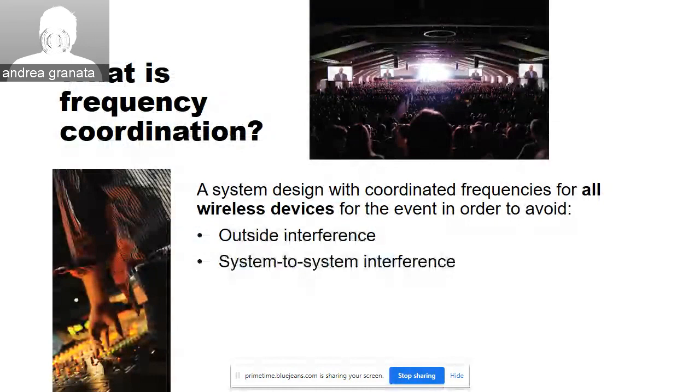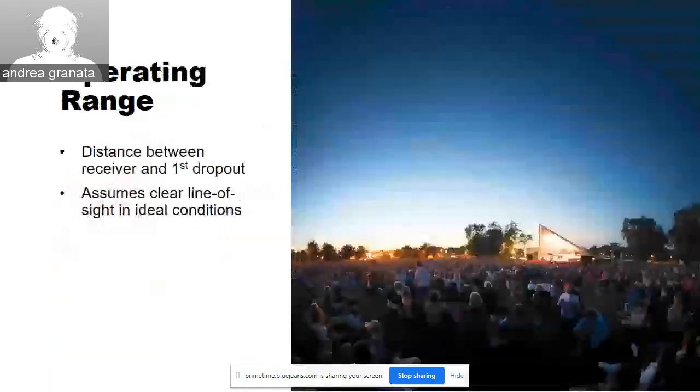Very basically, what is frequency coordination? Frequency coordination is the selection of frequencies for all our devices for an event, an installation, or whatever it is, where we want to avoid outside interference and system-to-system interference. To prevent outside interference, we need to know what other players are around, and to prevent system-to-system interference, we need some mathematics and some coordination done.